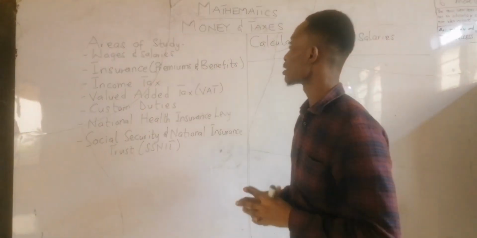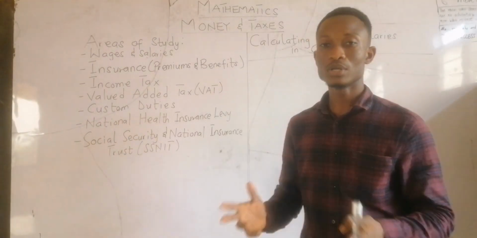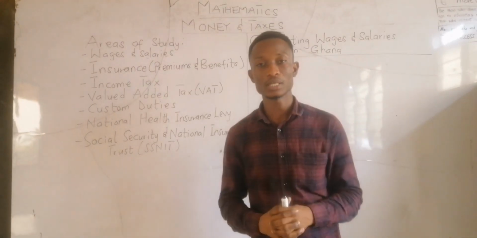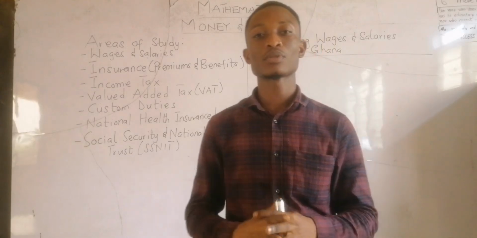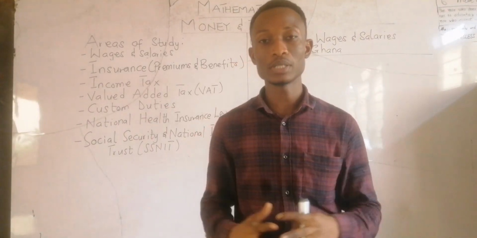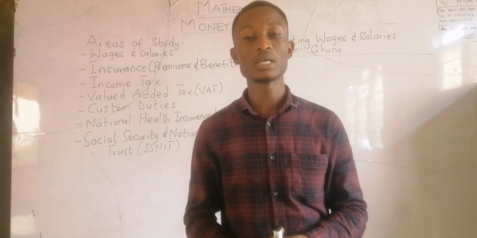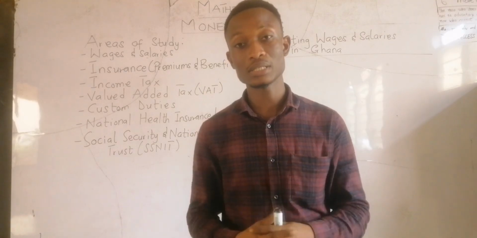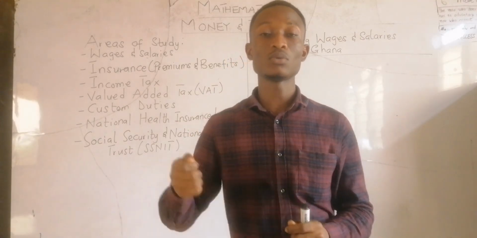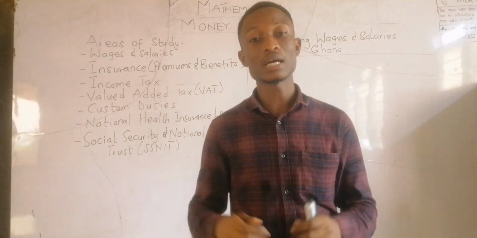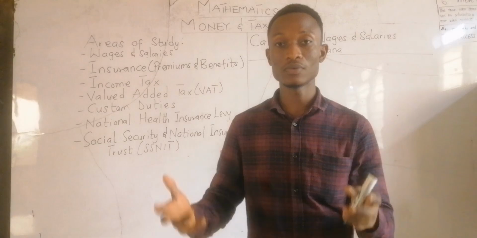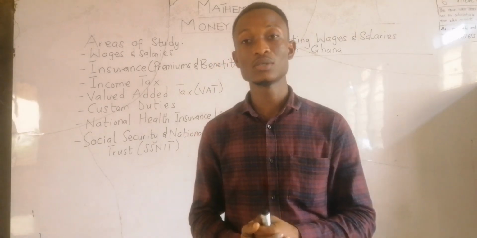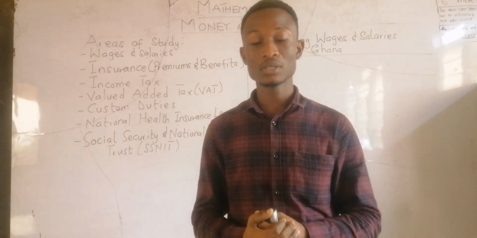Today, we'd like to take a lesson on maths, and we are looking at money and taxes. Now, we know that in every country, there's what we call work or employment. People are being employed to work, and at the end, they are being paid. Through this money that they are paid as salaries or wages, we also take part of that money as taxes to help develop the country and provide them with amenities and all that they need to enhance their standard of living.